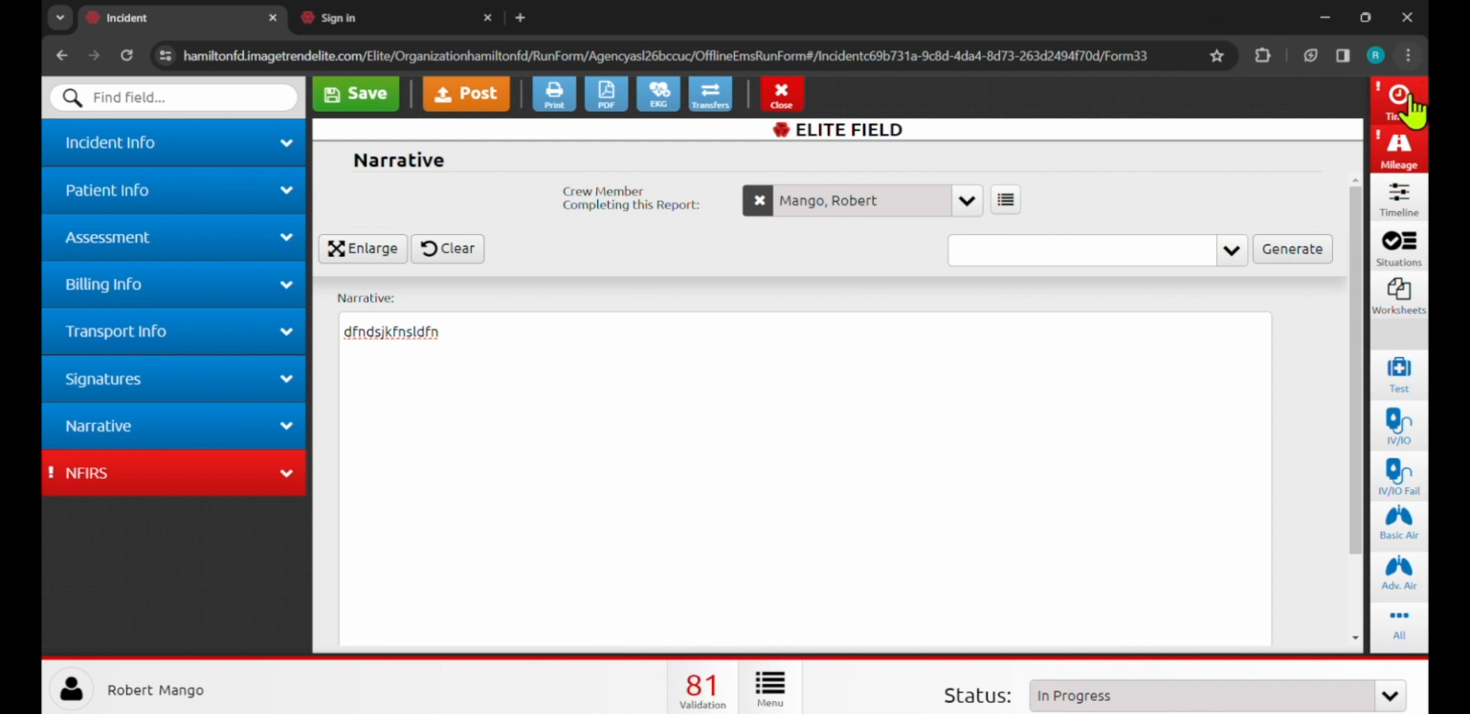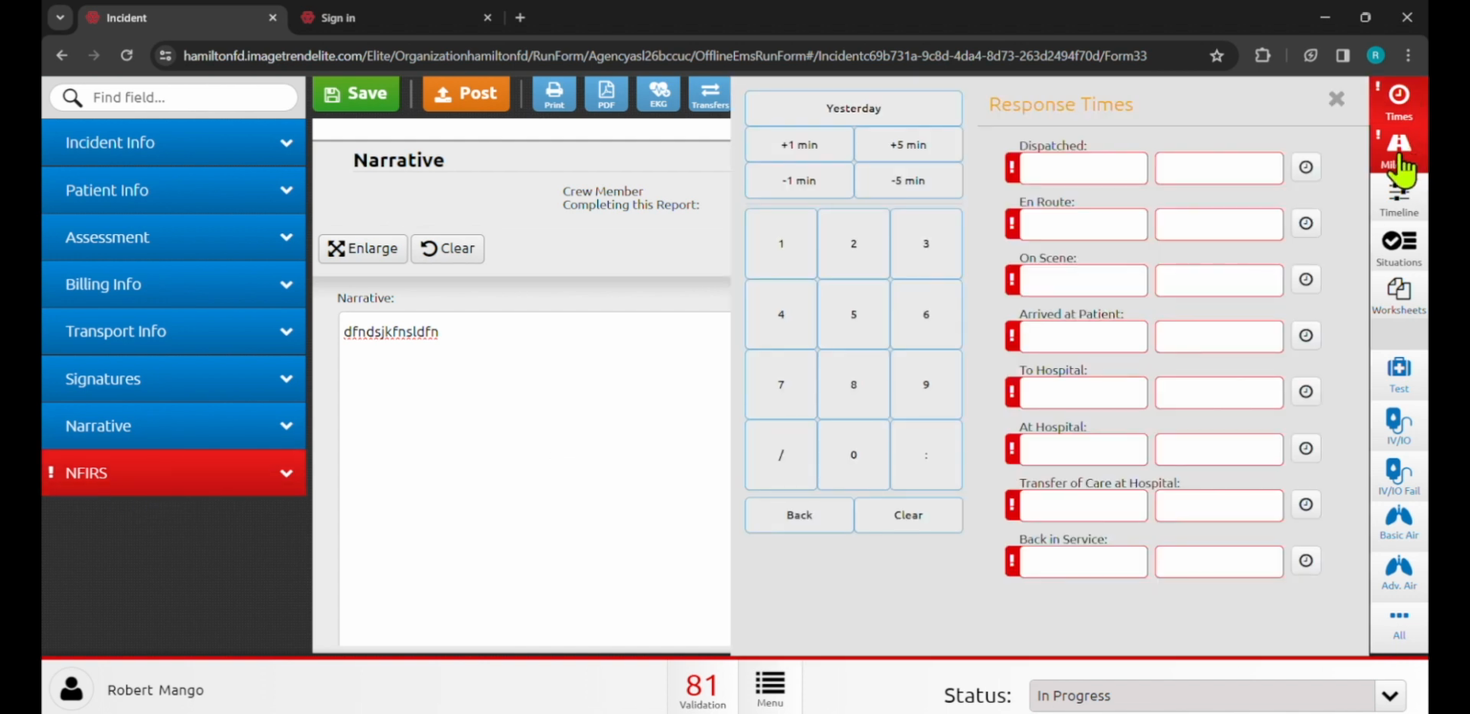So, times. Now, good time to say this NIFRS tab, please make this the very, very, very last thing you do. Because you want to pull over as much required information as possible. And if I were to start the NIFRS now, you would see that the times wouldn't import because I haven't put times in yet. So just make this the last thing that you do on your EMS report. So let's jump over here to times.